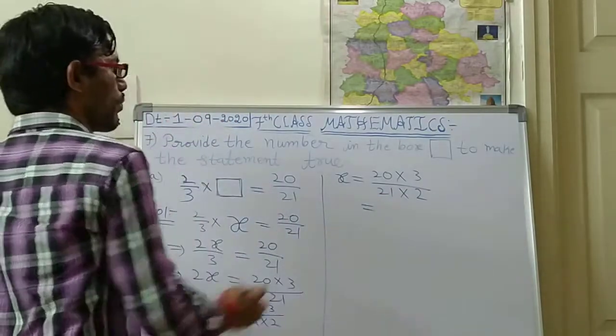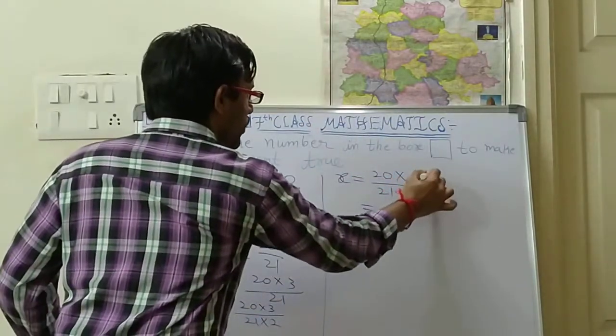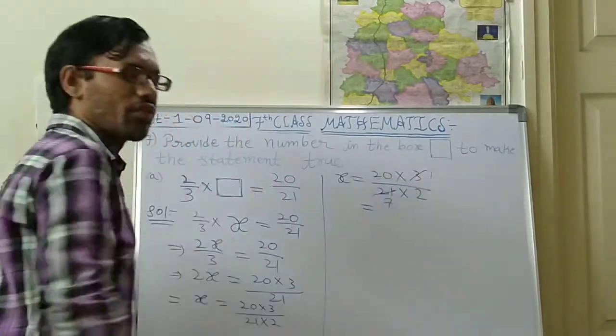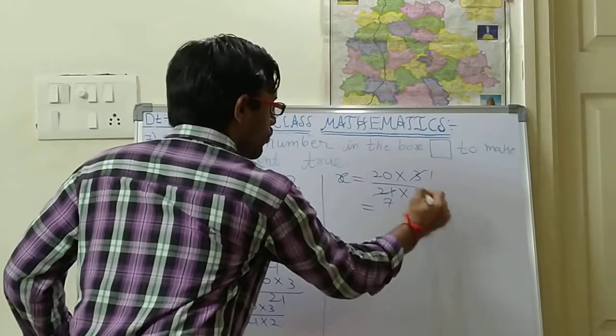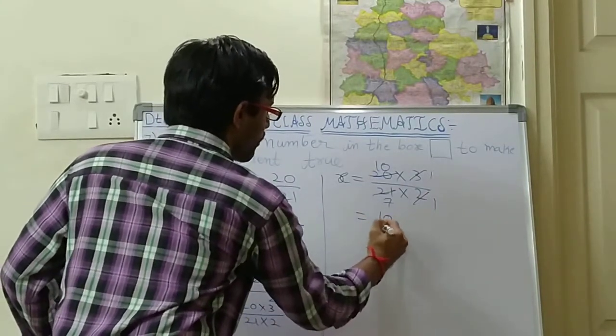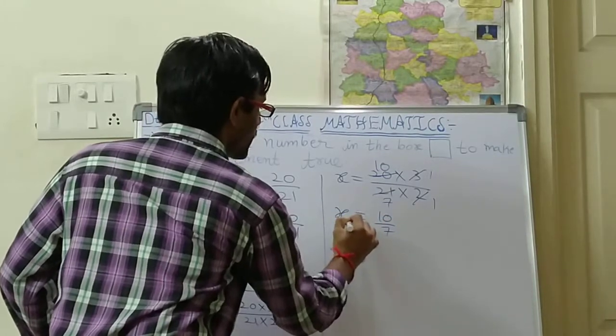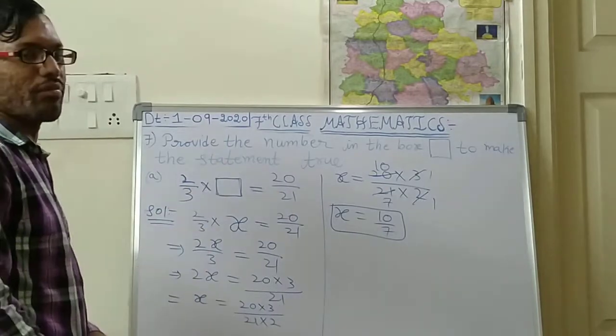Does 21 go in the 3 table? Yes, 3 sevens are 21. Next, in the 2 table, will 20 go or not? Yes, 2 tens are 20. So what is the answer we got here? 10 by 7. So what is x? x is equal to 10 by 7.